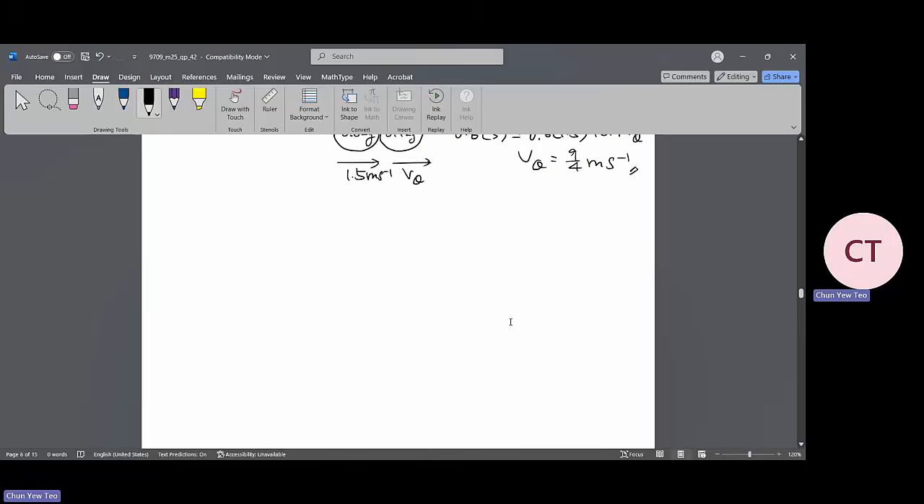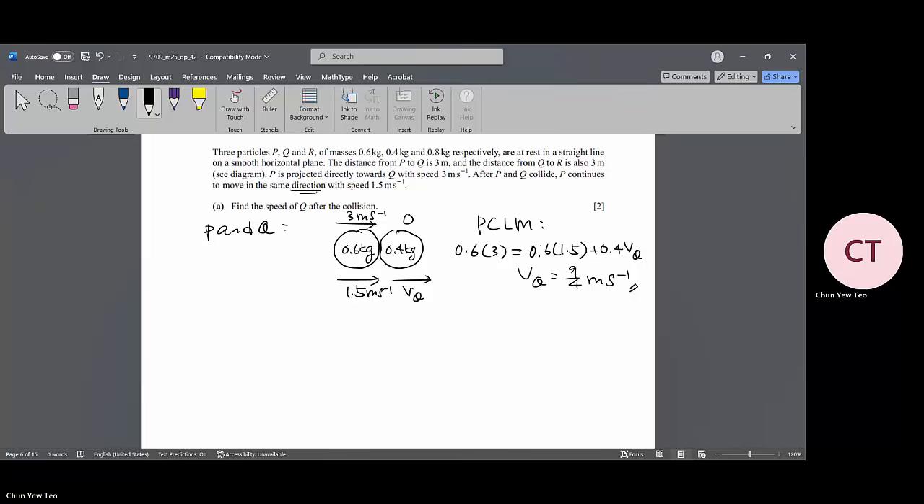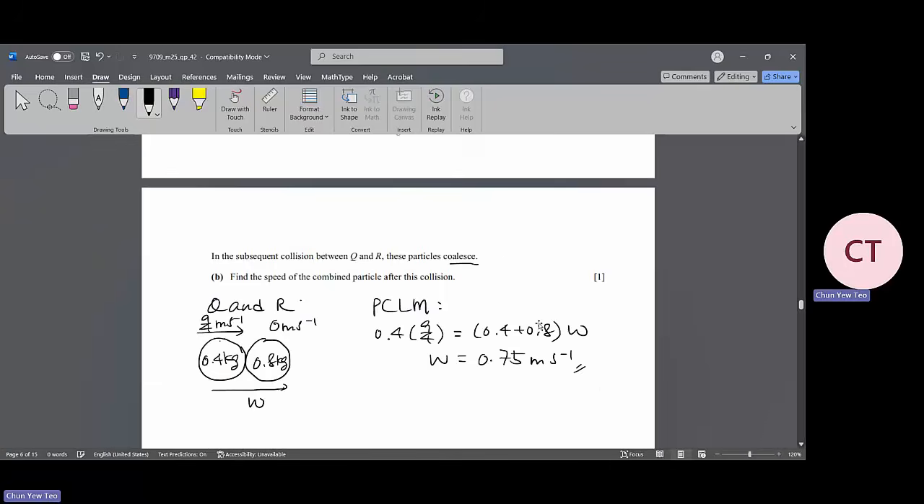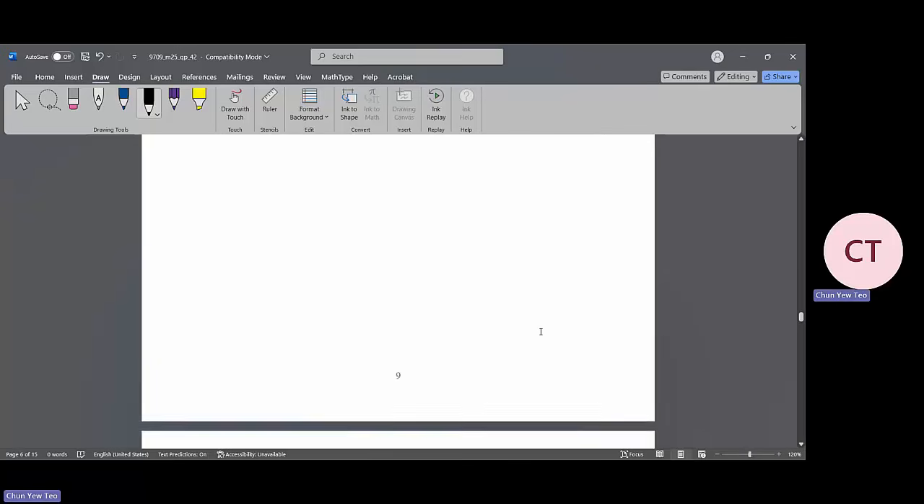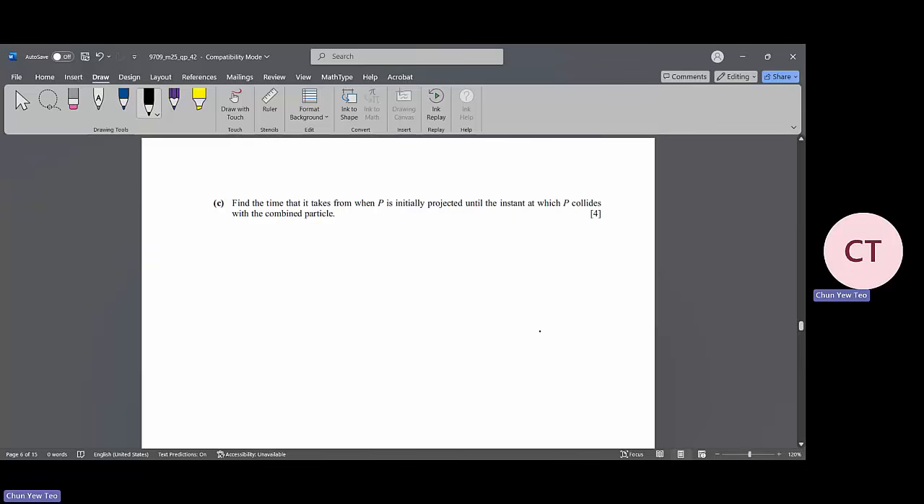This is stage 1. This is stage 2. And stage 3 is where P and the combined particle collide. Okay, so we consider stage 1.